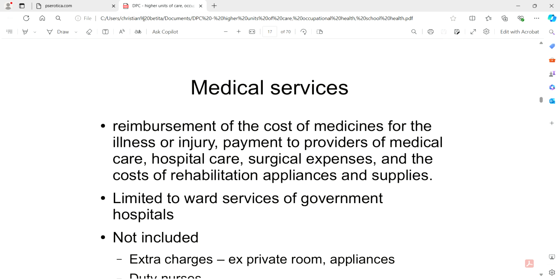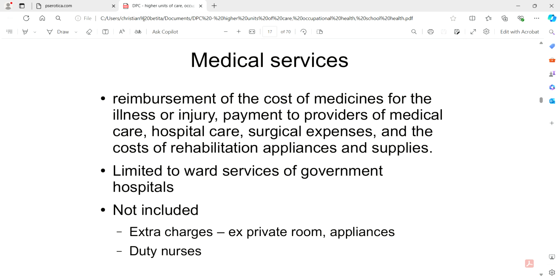Okay. So medical services: reimbursement of the cost of medicines for the illness or injury, payment to providers of medical care, hospital care, surgical expenses, and the cost of rehabilitation, appliances, and supplies according to the Employees Compensation Commission. These are all reimbursable. Okay. However, the reimbursement is limited towards services of government hospitals, and what's not included are extra charges like private rooms, appliances, or duty nurses. Okay. So medical services are reimbursable with the Employees Compensation Commission in the event that you suffer a work-related injury or disability.